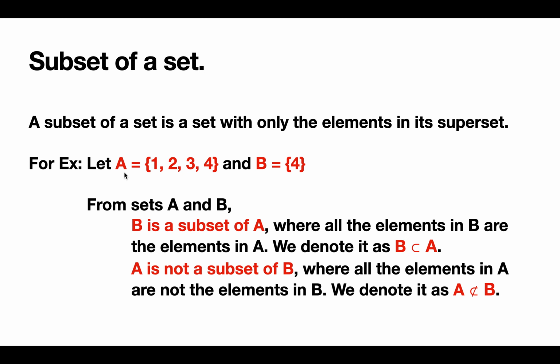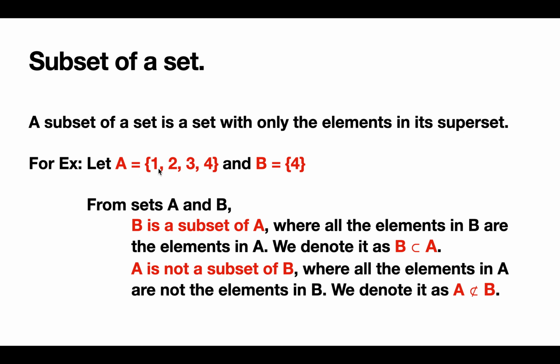Let us consider a set A equal to 1, 2, 3, and 4, and B equal to 4. You may have noticed that B only has one element, 4, which is also present in set A, and B doesn't have any other element than what is present in A. So B is a subset of A. Vice versa is not possible.